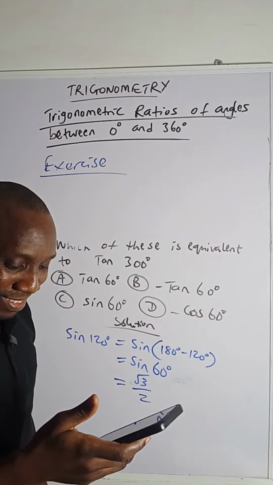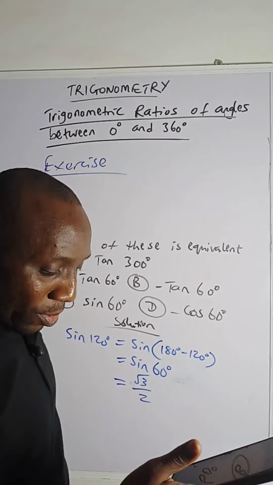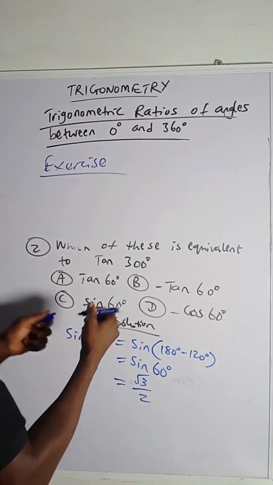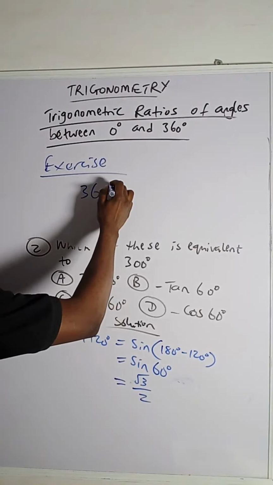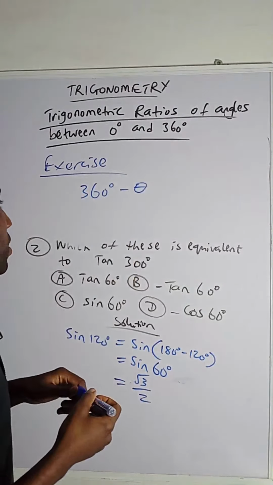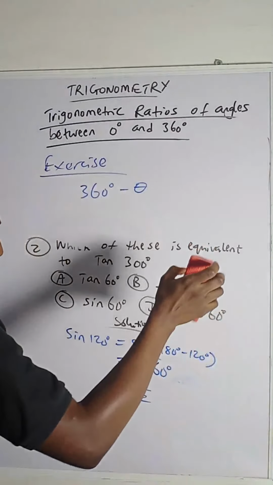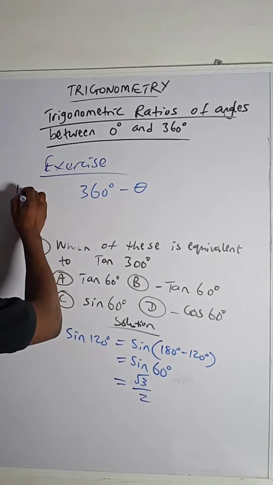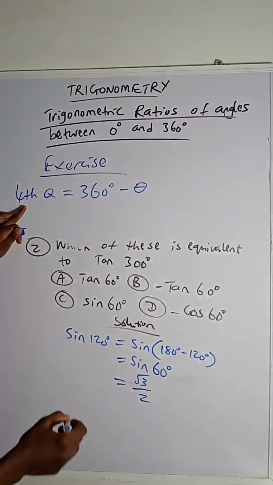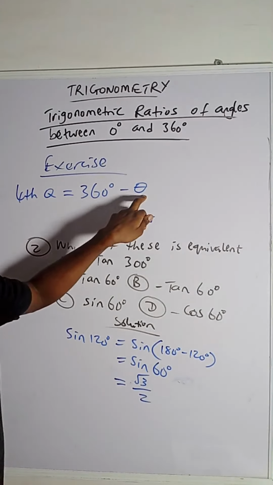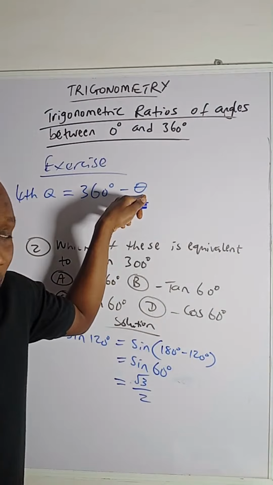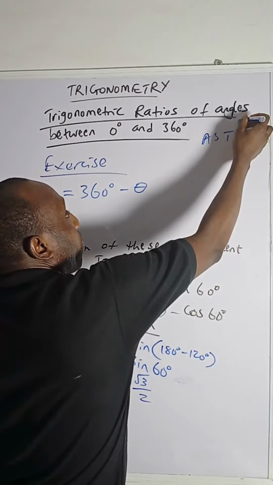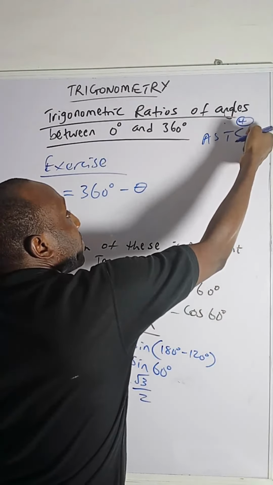Anybody? Let's hear from those who said B. Yes, 360 degrees minus theta. Sorry, where are we? For the fourth quadrant, it is 360 degrees minus theta. And tan is negative in the fourth quadrant. ASTC: cos is positive, tan is negative in the fourth quadrant.